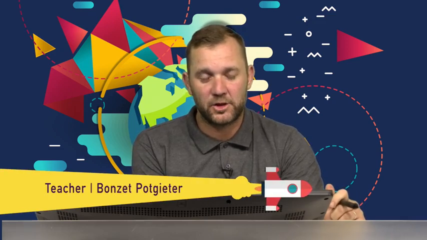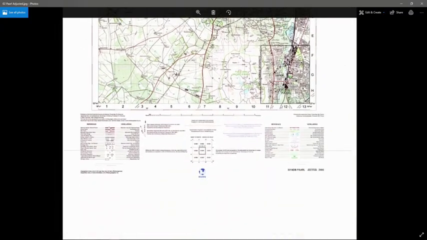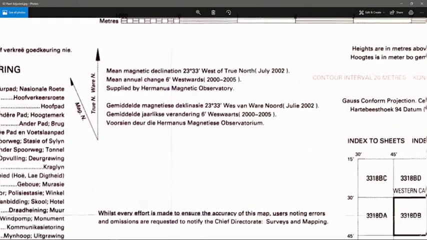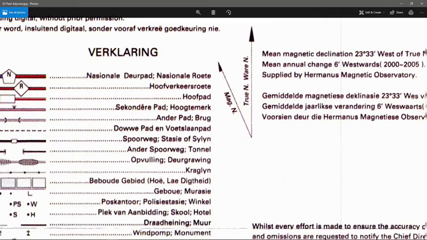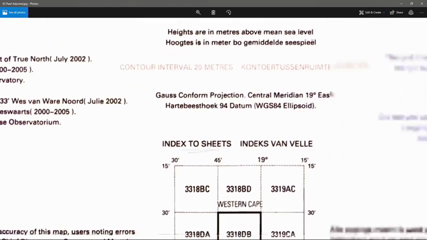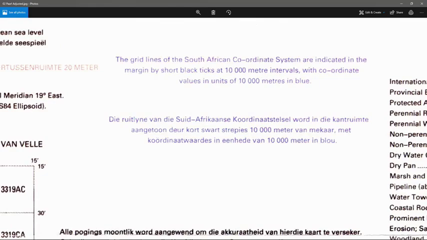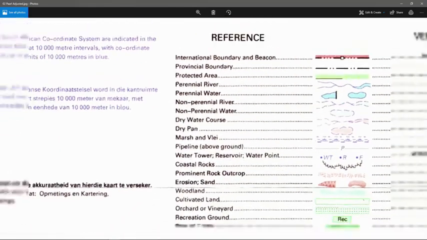Welcome back after the break, and we're busy looking at magnetic declination. I've just shown you before the break where you can go and look for this information on your map. Now this is your topographical map, as you can see over here, and usually you will find it on the bottom of your topographical map between your references. They will give you the information. There's your other references. But let's quickly go and have a look at what this information means.